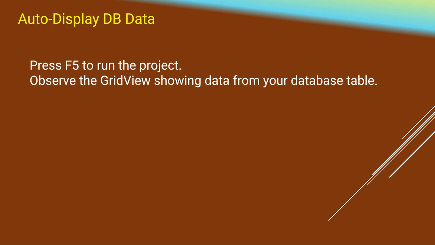Finally, it is time to see our work in action. Press F5 to run the project. Once it loads in your browser, the grid view should automatically display data from your database table based on the SQL query you configured. This demonstrates how quickly and effectively you can use SQL data source to manage database connections in ASP.NET WebForms.